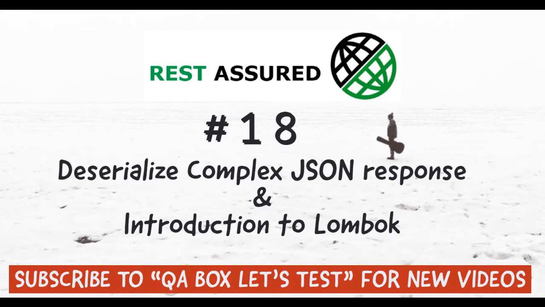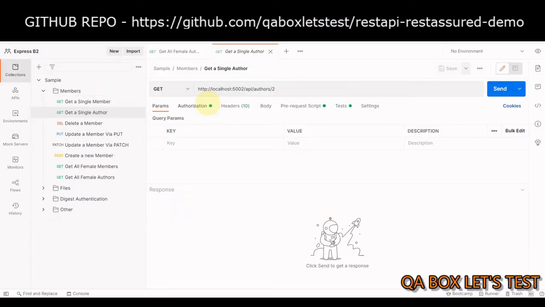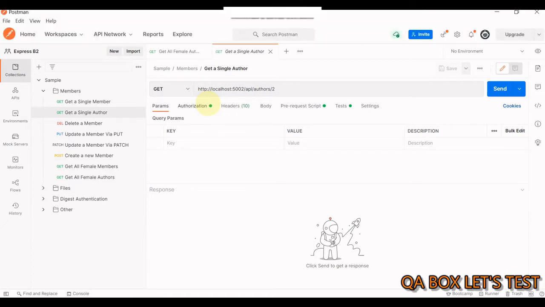Hey guys, in the last video, I showed you how to deserialize the simple JSON response body into a Java class representation. In this video, we'll see how to deserialize the complex or nested JSON response body into a Java class representation. Now, the rule of thumb remains the same. In order to convert the JSON structure into a class representation, we first have to create a class that has all the nodes present in that JSON structure.